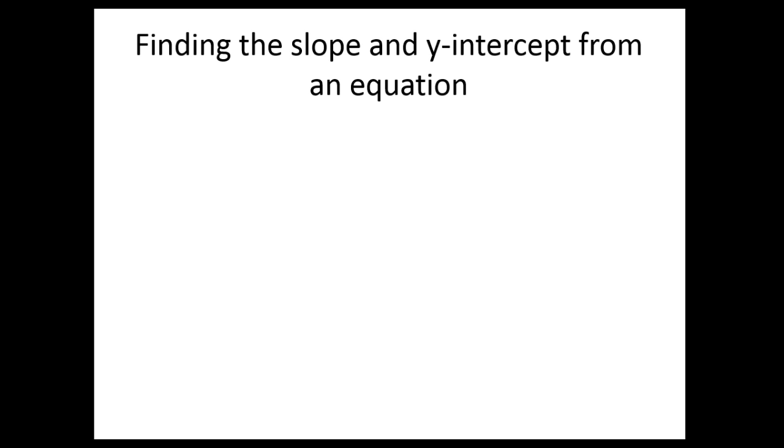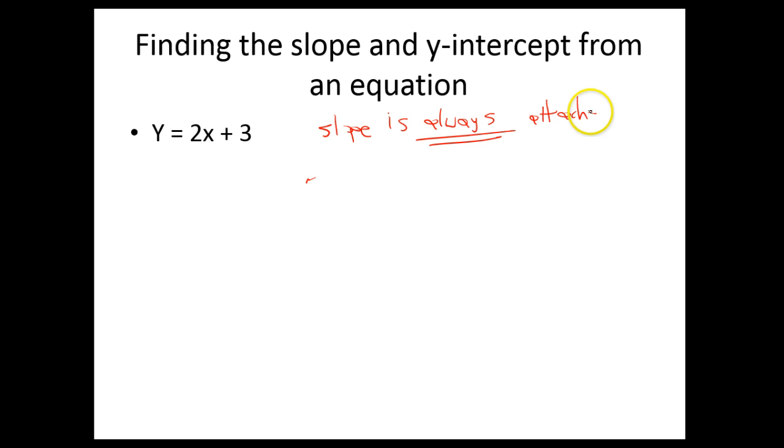Alright, so finding the slope and y-intercept from an equation. So we're going to be given an equation, and we're going to figure out what's the slope and what's the y-intercept. Well, remember, slope is always attached to x. So here's x, which means that's my slope or rate of change. Remember, slope and rate of change are the same thing. So my slope is not 2x, it's just 2. It's just the coefficient, the number with x.